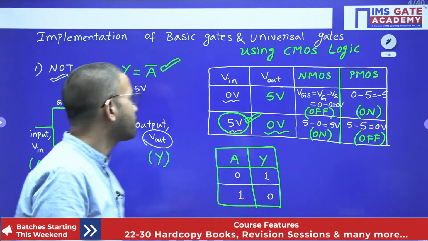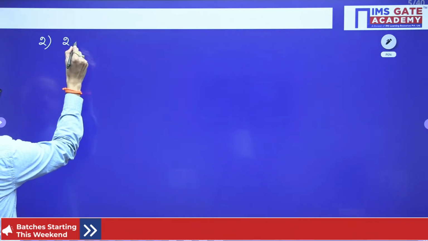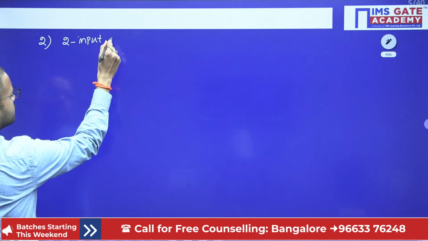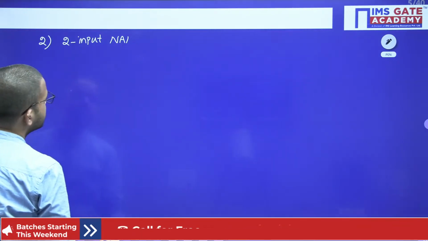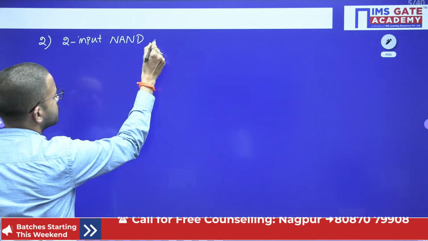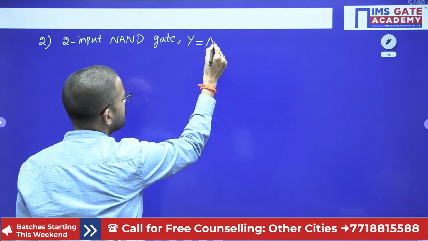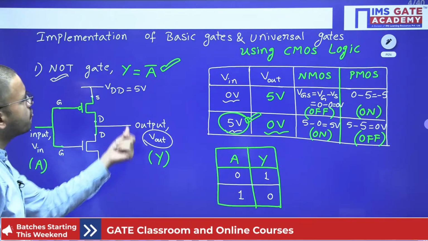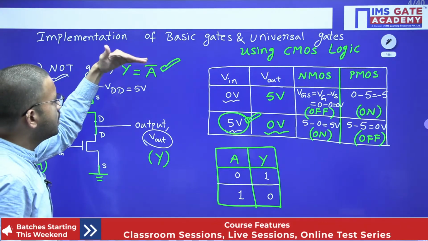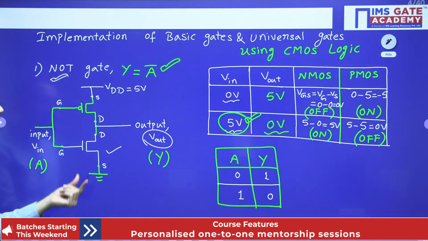So with this understanding, now let us implement 2-input NAND gate. Two-input NAND gate. So here we will get y equal to (AB) bar. Just observe, previously we were having y equal to A bar. That means under the complement we are having only one input variable. So that is the reason we have considered one NMOS transistor. If you are considering one NMOS transistor, the corresponding PMOS transistor also you have to consider.